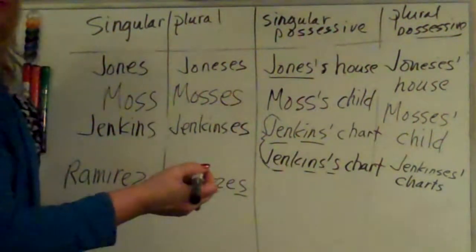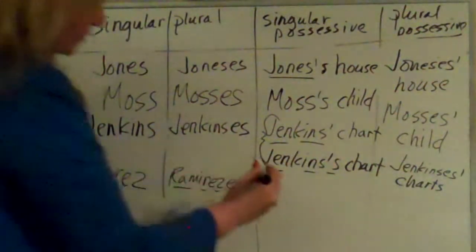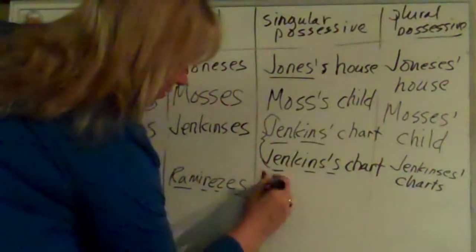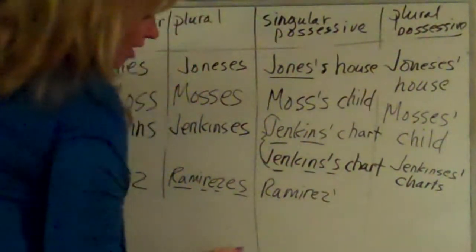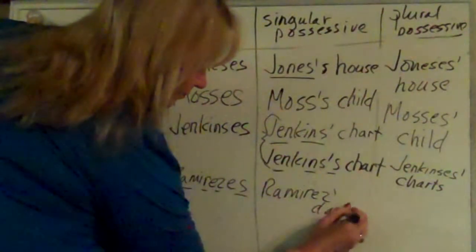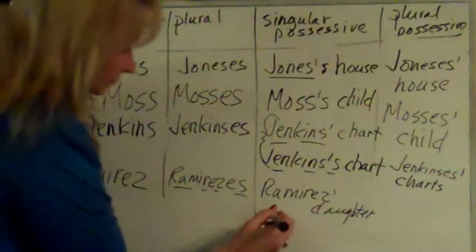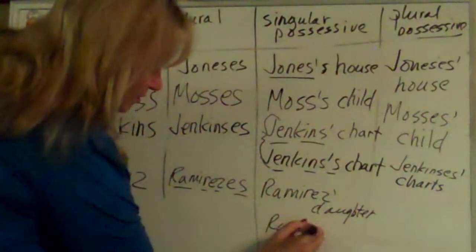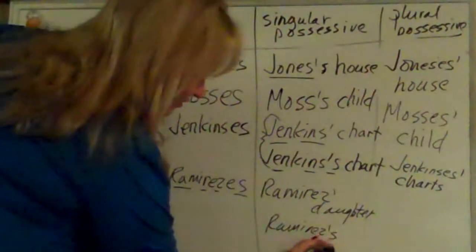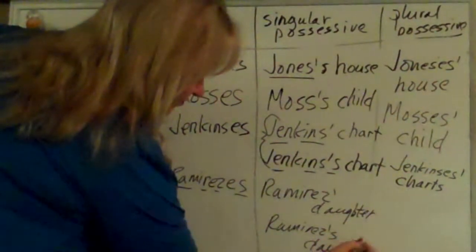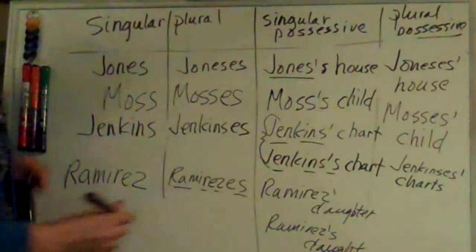Okay, so let's say it's the daughter of Mr. Ramirez. Okay, so it'd be Mr. You could either say it like this, Mr. Ramirez's daughter, or you could say Mr. Ramirez's daughter. Okay, you notice when you've got a Z sound like that, the tendency is to shorten it.